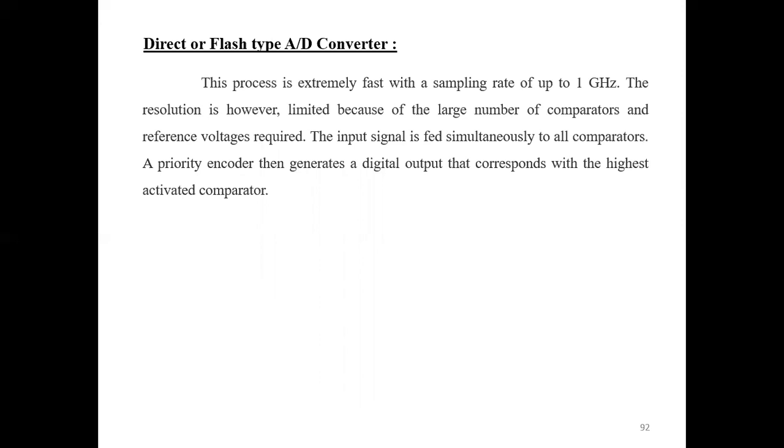First we need to know the advantage and disadvantage of the flash type ADC. The main advantage is that it is a high speed A to D converter. The disadvantage is that it has high cost. This process is extremely fast, with a sampling rate of up to 1 GHz. The resolution is, however, limited because of the large number of comparators and reference voltages required. The input signal is fed simultaneously to all comparators. The priority encoder then generates the digital output that corresponds with the highest activated comparator.